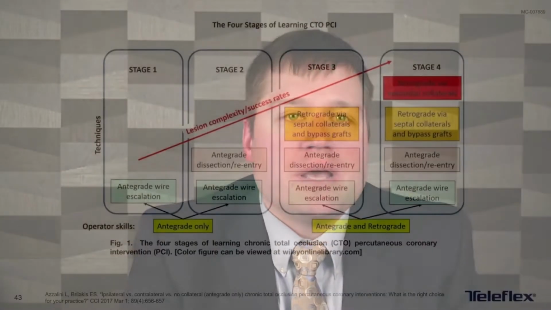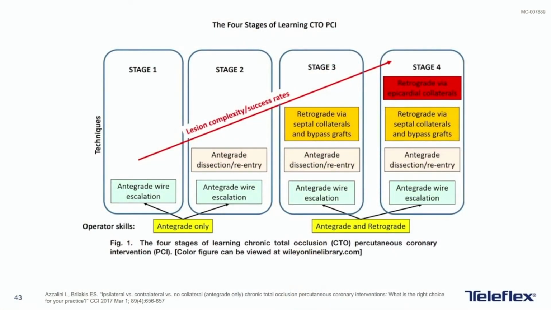All right, so the rules of CTO PCI are simple and straightforward: dual injection angiography, use of microcatheters, procedural planning. But I think that as we work through the complexity of these cases, we realize that the simple cases, the antegrade wire escalation, the 5 millimeter short occlusion, are generally approachable with basic CTO techniques.